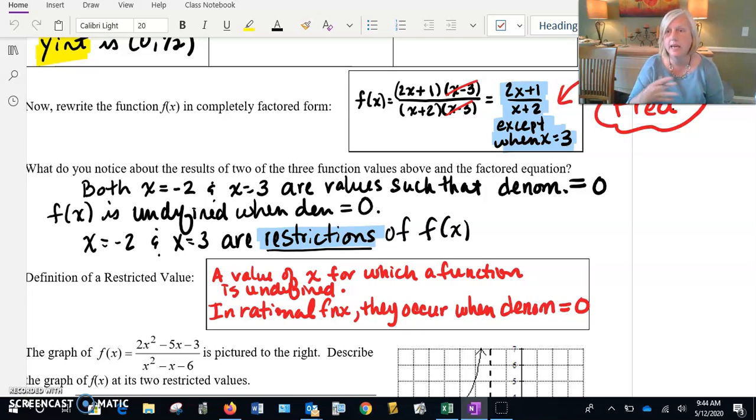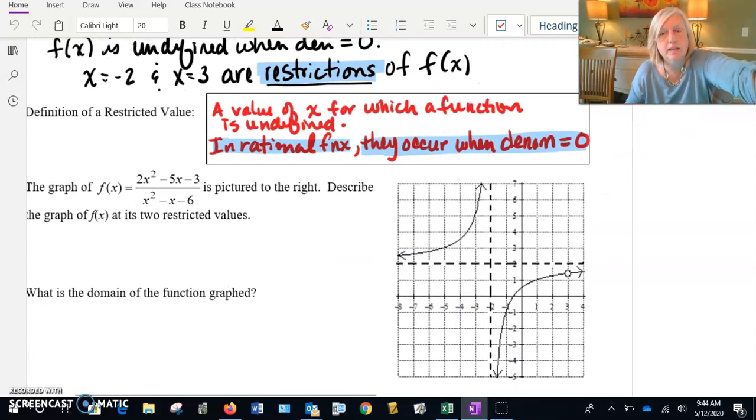So there are many cases where you would get an undefined value in functions, but in rational functions specifically, they only occur when the denominator is 0. I'm reminding you that a rational function is a polynomial divided by a polynomial.